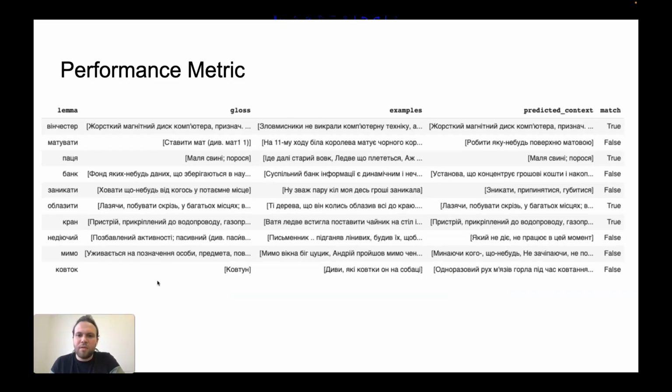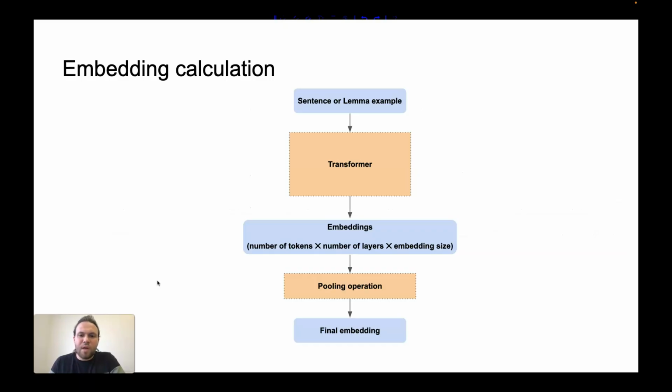In practice, it looks the following way. We have the lemma, a group of all lexical meanings of this lemma, and sentences where this lemma was used. We also have a predicted context by the flow that we discussed earlier. And as a result, the label that indicates whether the prediction matches the actual meaning or not. Let us briefly discuss how we calculate embeddings to represent words and sentences numerically.